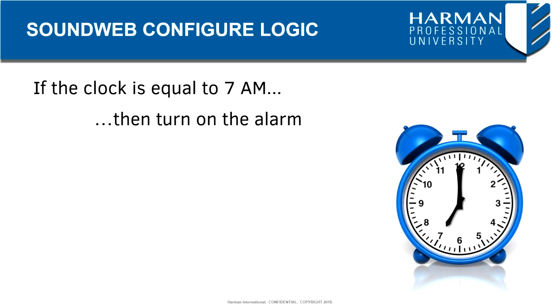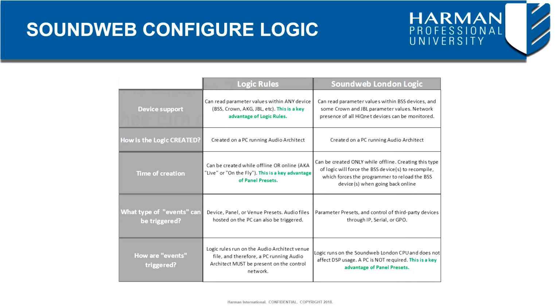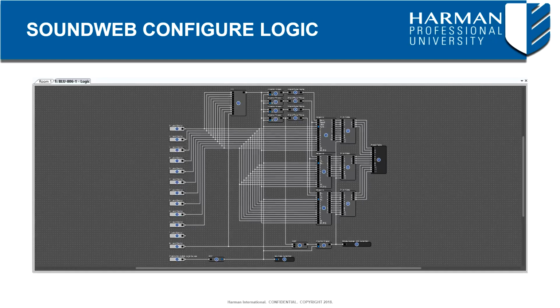BSS Soundweb London devices support a configurable logic system, giving us access to control many parts of a system without having to use resources such as a PC running the Audio Architect venue file, or in some cases, even using third-party control. In the Logic Rules Overview video, we compared the Audio Architect Logic Rules tool to Soundweb London Logic with the following chart. Now, we won't get into all the details again, but as a reminder, Soundweb London Logic allows us to create simple logic circuits such as a push-to-talk microphone, or large, more complex circuits like using a 10-key touchpad for steering announcements to up to 999 zones.